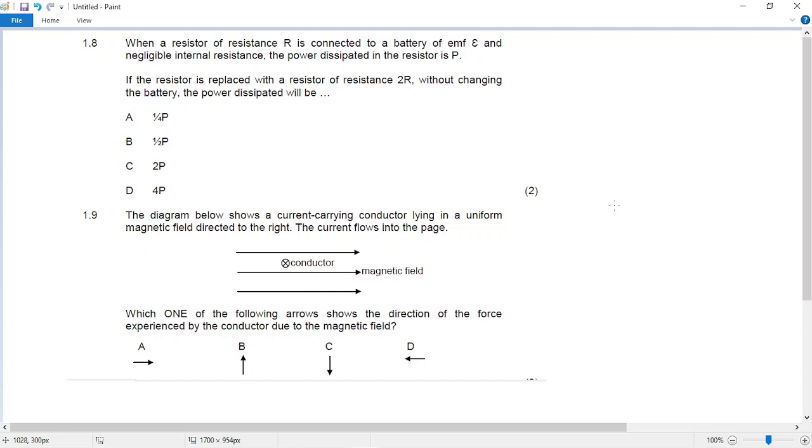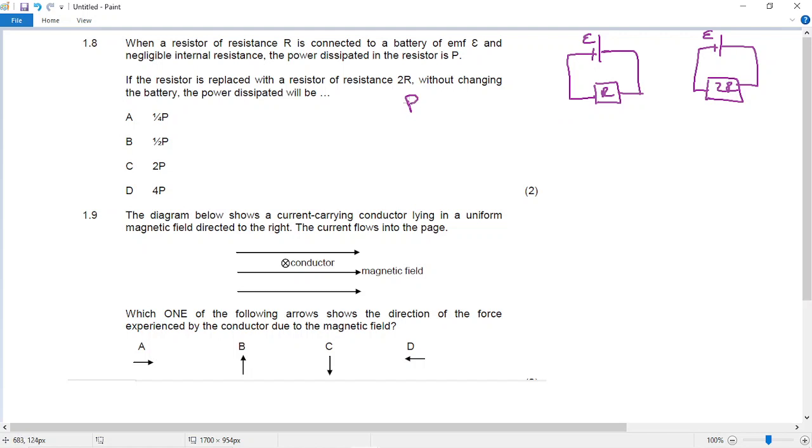Now we come to 1.8. It says when a resistor of resistance R is connected to a battery of EMF E and negligible internal resistance, happy days, no internal resistance, okay, the power dissipated by the resistor is P. So if we have a look here, it says if the resistor is replaced without changing the battery, so we've still got E, but we now have this circuit with a resistance of 2R, okay? What will happen to the power?